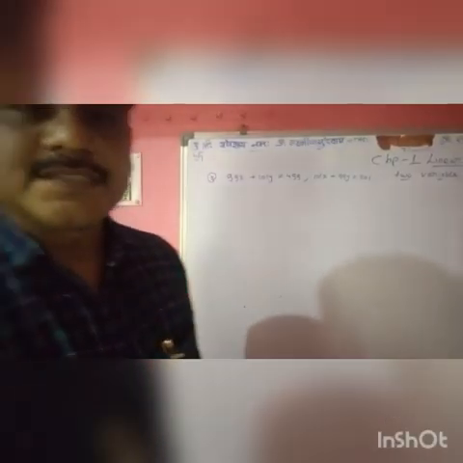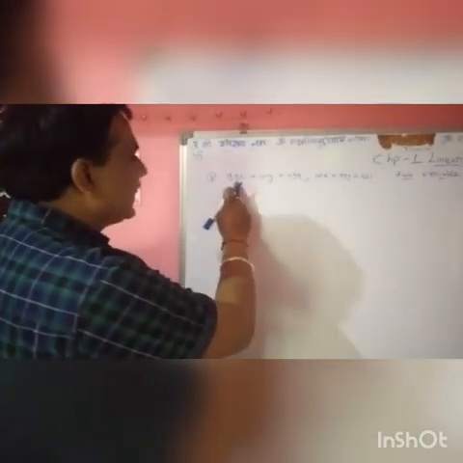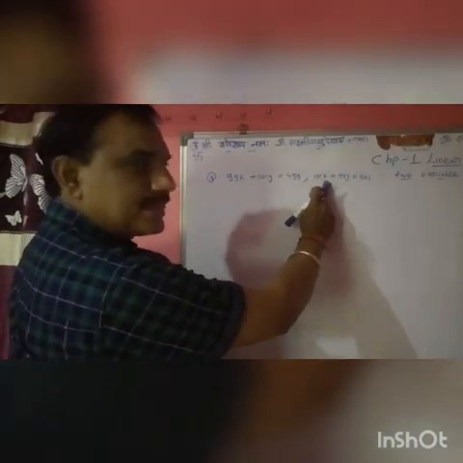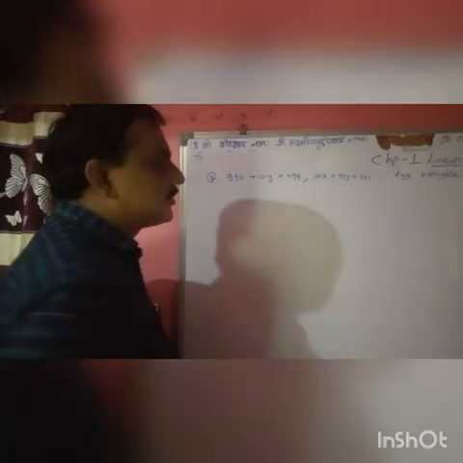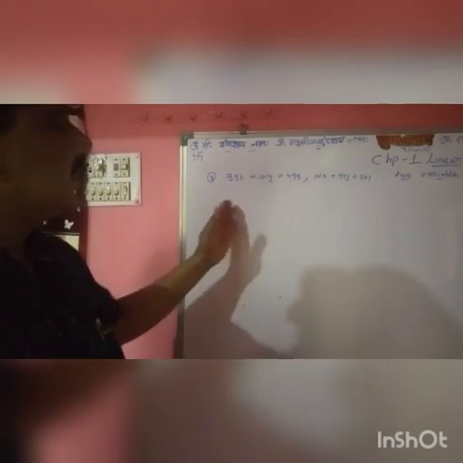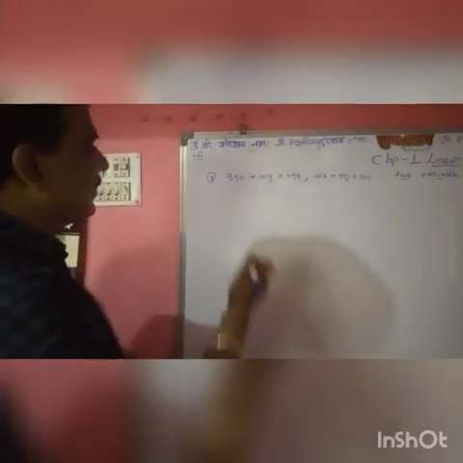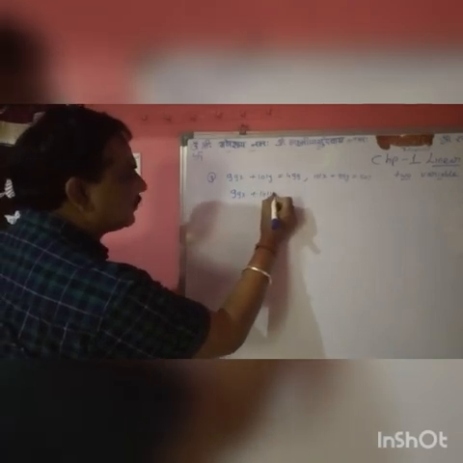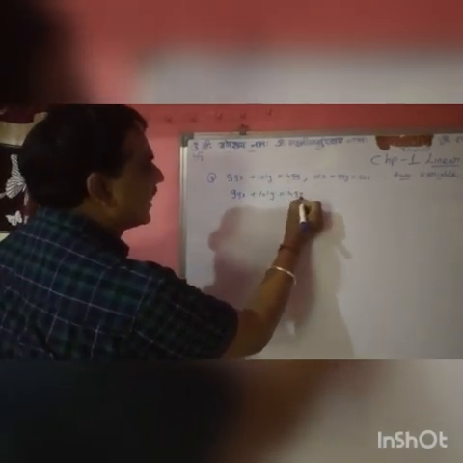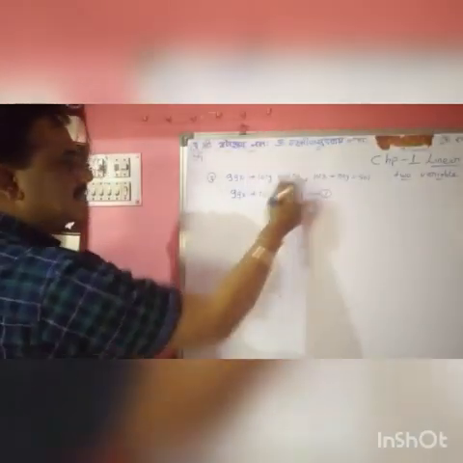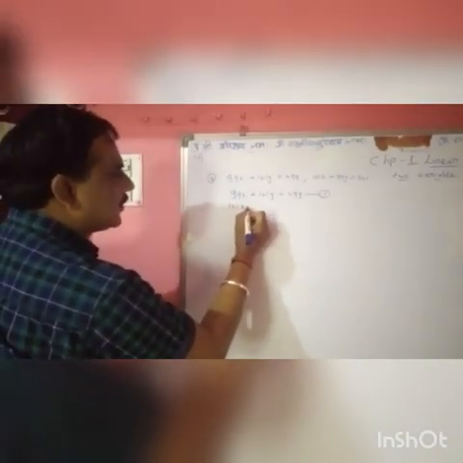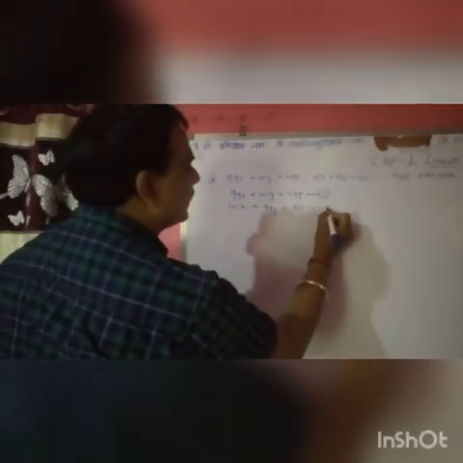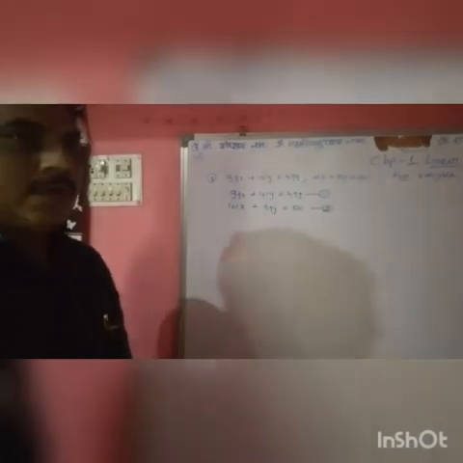Next type of simultaneous equation we will see. 99x plus 101y is equal to 499. 101x plus 99y is equal to 501. Again this is the linear form of the equation, but here what? See, 99x plus 101y is equal to 499, that is equation 1. Second, 101x plus 99y is equal to 501, that is equation 2.